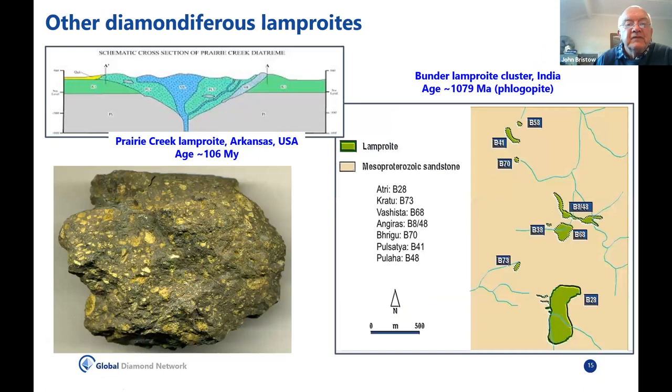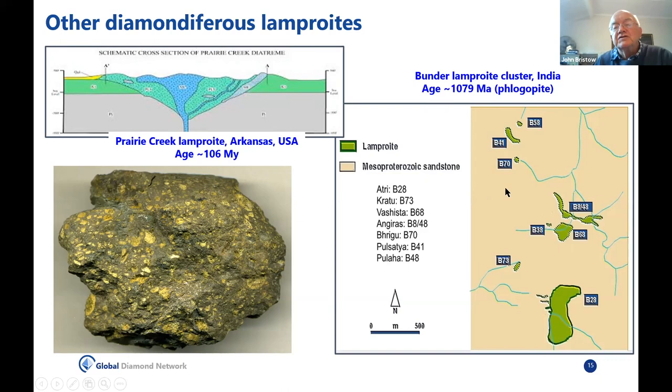Okay, there's a fascinating Prairie Creek lamproite in Arkansas in the USA. It's actually a national park. You can't mine it, but people regularly go and dig there and find diamonds, and then they can carry the diamonds away with them. And again, you can see the very flared structure. There's a piece of the rock from Prairie Creek, and you can see these orange-yellow pieces here are big olivines. Olivine macrocrysts sit in a very dark matrix.